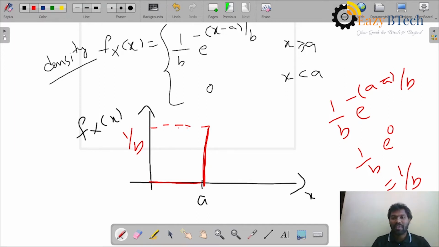From there onwards, as you increase the value of x, the negative power of the exponential slowly increases, so the value slowly decreases and approaches 0 as x tends to infinity. Why? Because if you put x equal to infinity, it becomes e power minus infinity, which is equal to 0, and 1 by b into 0 is equal to 0. So this is the figure of the probability density function of an exponential random variable.